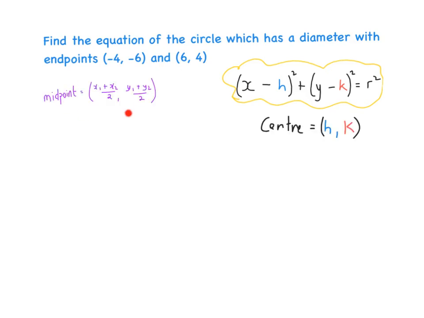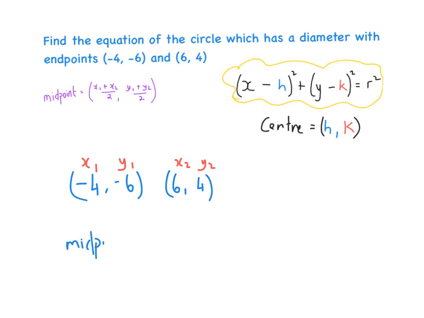Okay, so there we have our midpoint formula. So let's get started, and at least that will give us the center of our circle. So we've minus 4, minus 6, 6 comma 4. Let's label our points, x1, y1, x2, y2. And so our midpoint, or our center, is going to be equal to, we'll just call it midpoint, is equal to minus 4 plus 6 divided by 2, comma, minus 6 plus 4 divided by 2.